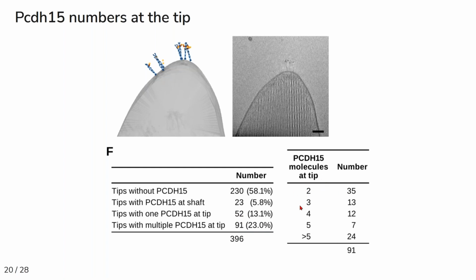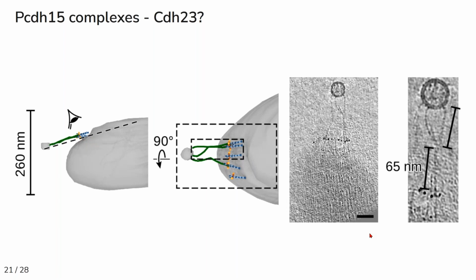And looking at the numbers, they're all over the place. Lots of tips with two protocadherin-15, lots with three, and actually quite a substantial fraction with more than five. So that was very exciting for us, because it raised the possibility that tip links might actually be composed of multiple copies of protocadherin-15 and cadherin-23, which has important implications about the regeneration of tip links after damage. And it also fits with recent findings that there might be more than one copy of the channel at the tip of stereocilia.